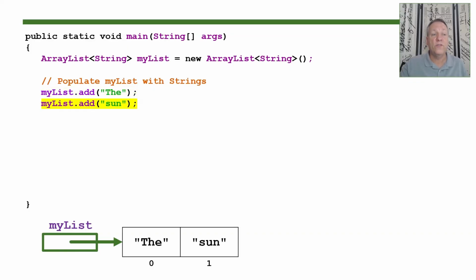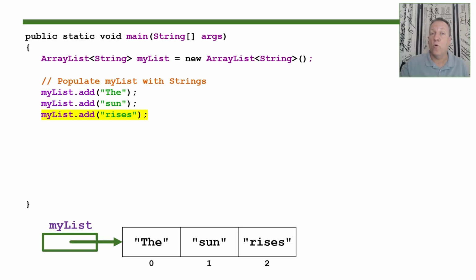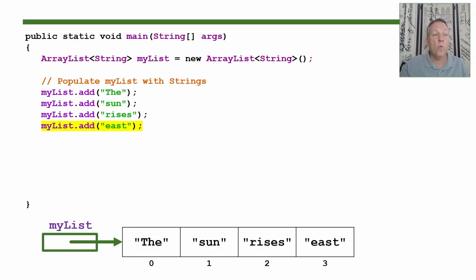We're going to add the word "sun." Sun goes in position 1 because the add method appends to the end of the list. Let's add the word "rises." It's going to go in position index number 2. And then the word "east," which goes in position index number 3. So now we've done the add method 4 times, and it's added the words "the sun rises east."